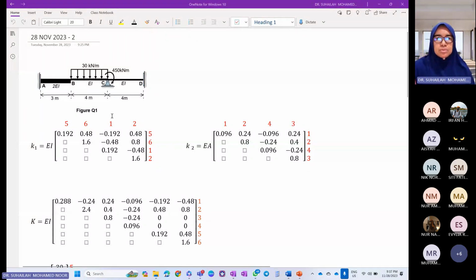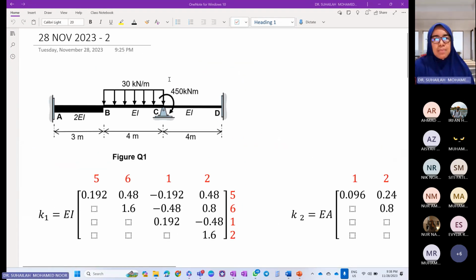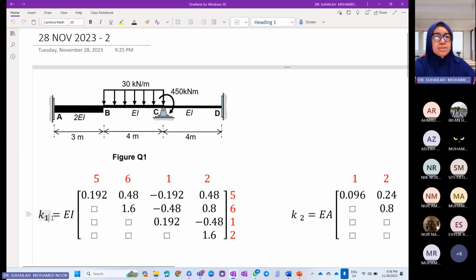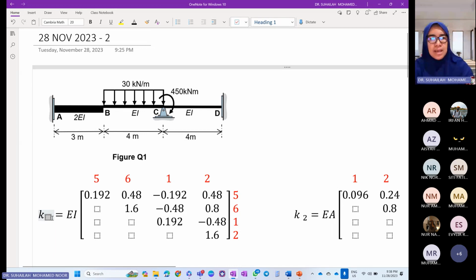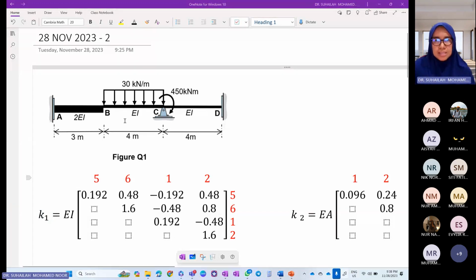So we are going to discuss the answer for this question. Beam analysis of beam using stiffness matrix method. So there are three elements, so we will have K1, K2, and K3. Okay, this is not the answer yet. This is K1, K2, and K3. This is not the answer yet because I just copy the format.